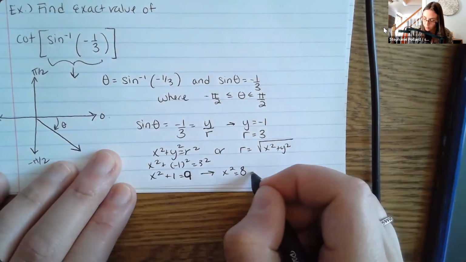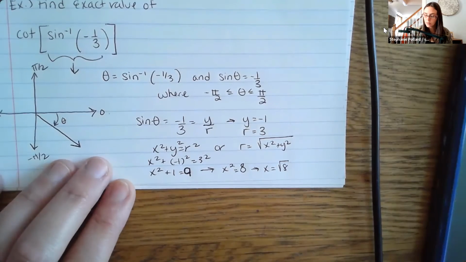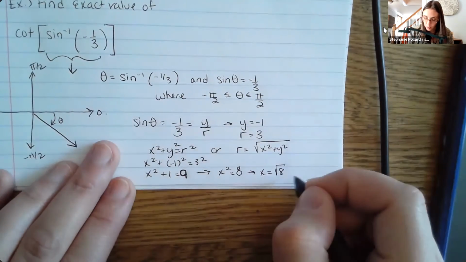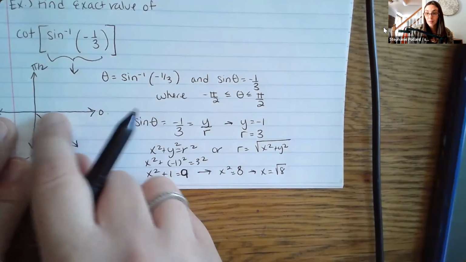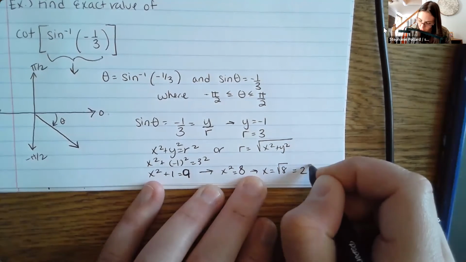And then when I take the square root there, x is equal to the square root of 8, positive because we're talking about triangles here. And also because if we're in the fourth quadrant, your x value is positive there. You can see that too. And I get 2√2.